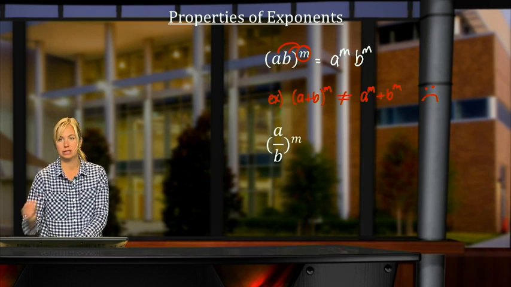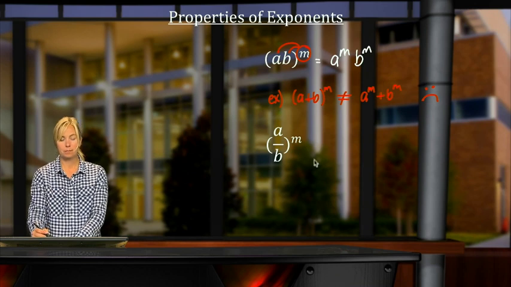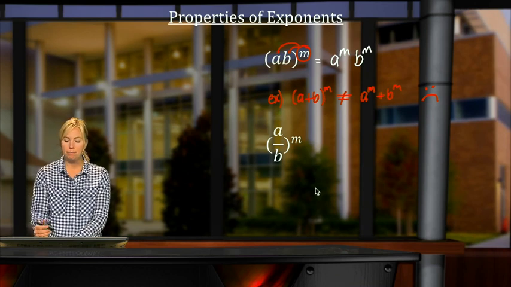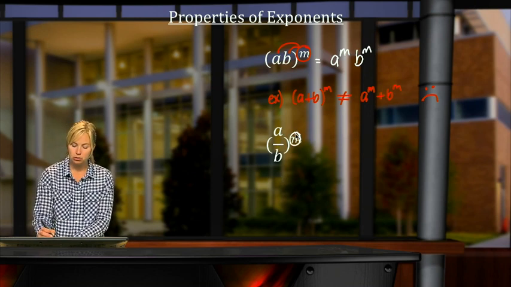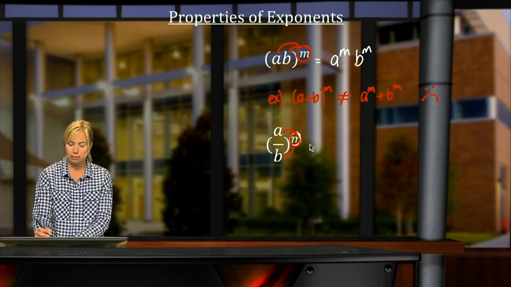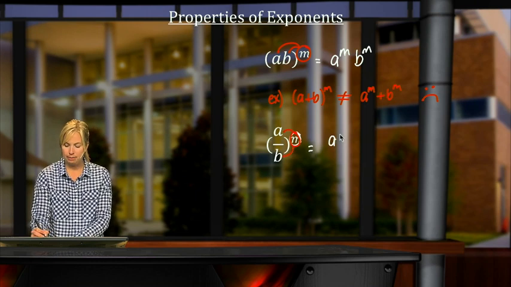We're going to emphasize this with a sad face. A over b to the m, just like with the product inside the parentheses, when we have a quotient inside the parentheses or a fraction, we can distribute the exponent to the top and the bottom. So we have a to the m divided by b to the m.